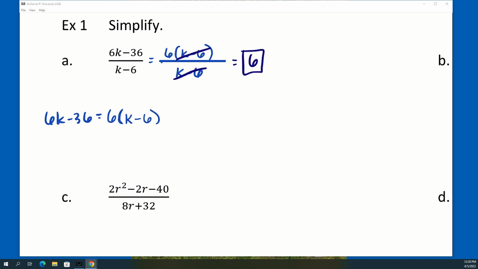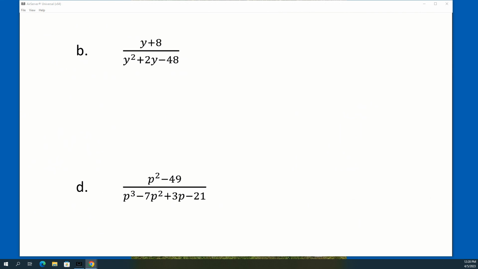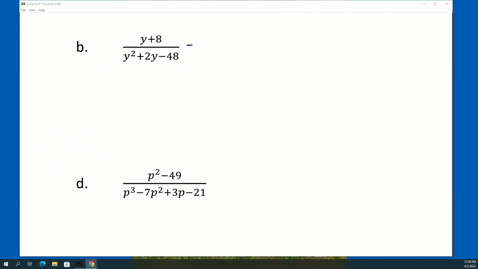Sometimes. Most of the time, no. All right, so let's look at this one. This y plus 8, it is not going to factor. So we're just going to bring it over. But y squared minus 2y minus 48 is going to factor.